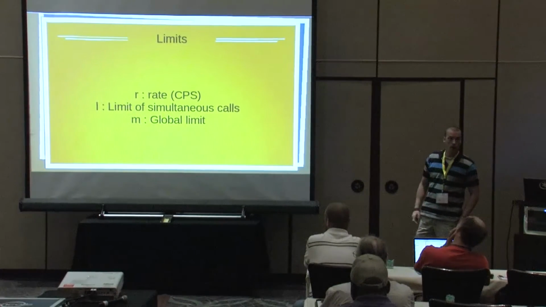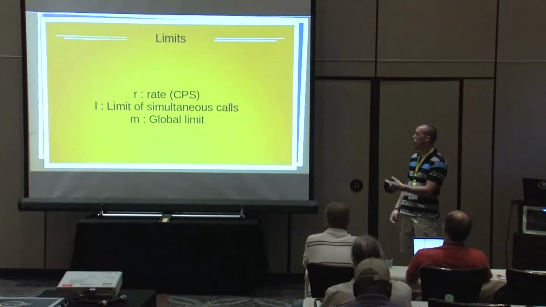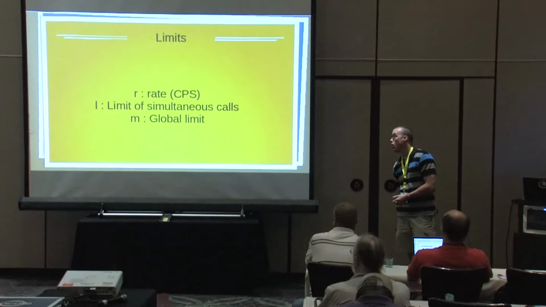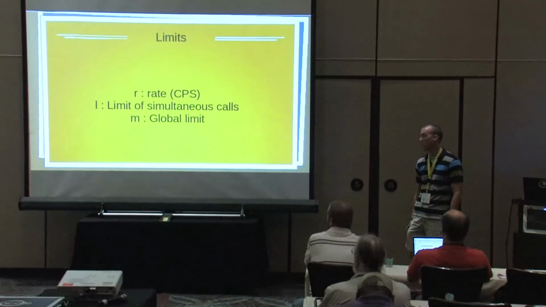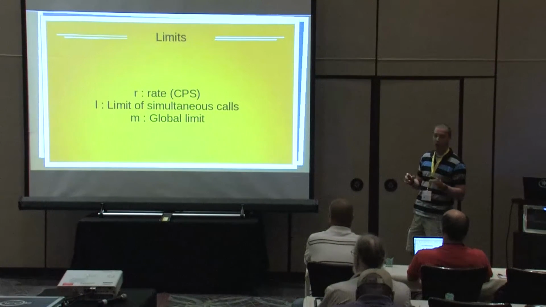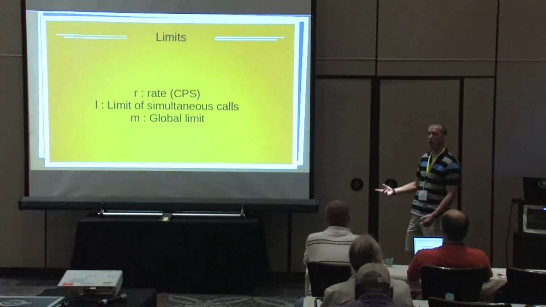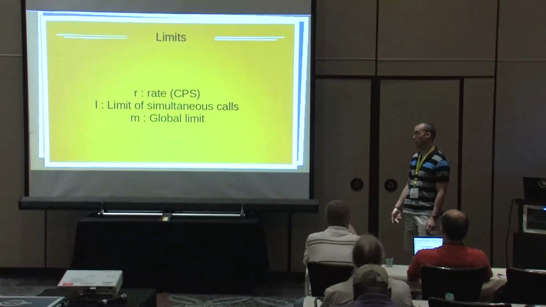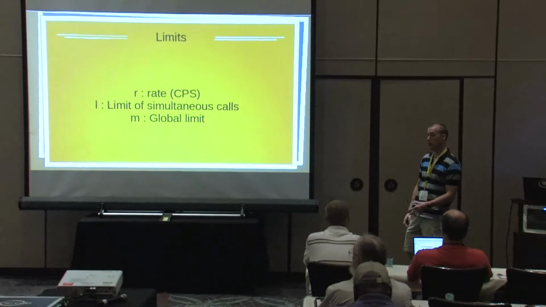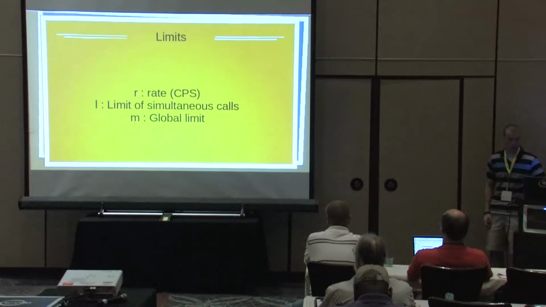There are three types of limits in SIPp. You can specify with -r, and the r means the rate, which is calls per second. You can specify it with the -l, the limit of simultaneous calls, and the global limit, which means the total limit. I would call it the global limit like the master, because you could say a rate of 20 calls per second, but if you said my global limit is 5, it's not going to generate 20 calls. It will simply generate 5 calls because your global limit said so.